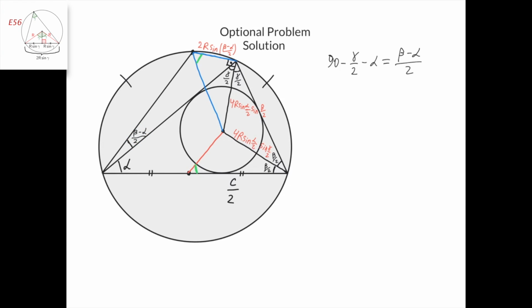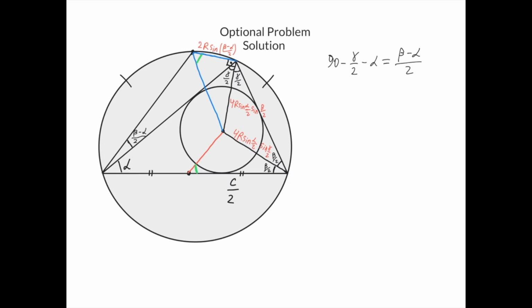From the law of sines, we get that this segment is 2r times the sine of this angle, beta minus alpha over 2, since the circumradius of this triangle is the same as the radius of this circle. We also know that this distance from the vertex of the triangle to the incenter is 4 times r sine of alpha over 2 sine of beta over 2. And this distance here is 4 times r sine of alpha over 2 sine of gamma over 2. Do you see what happened?